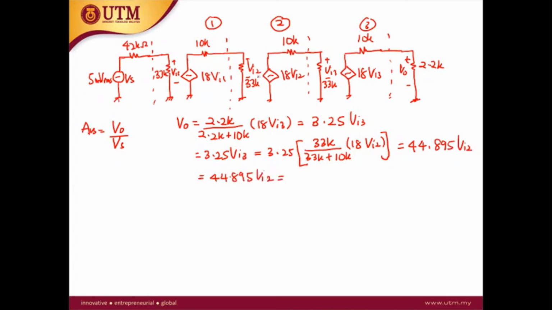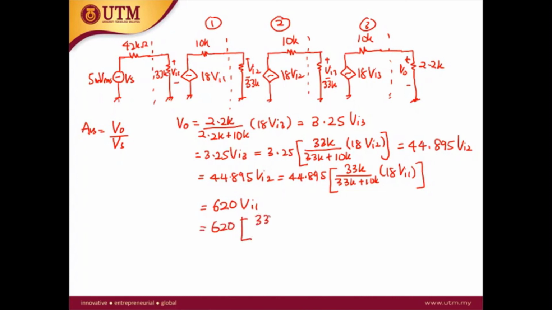44.895 Vi2 equal to, the Vi2 is the division between 33K and 10K. This is the same equation as the above line, but now this is 18 Vi1. This will give the total of 620 Vi1. Then Vi1 is the division between the Zin and the signal resistance, and this is the Vs. Lastly, you will get 272.8 Vs. So V out over Vs is equal to 272.8. This is the answer.